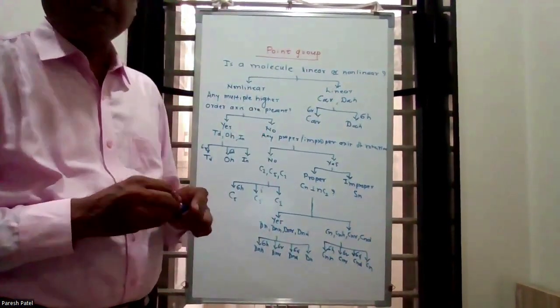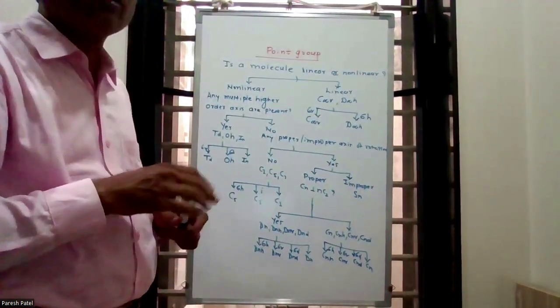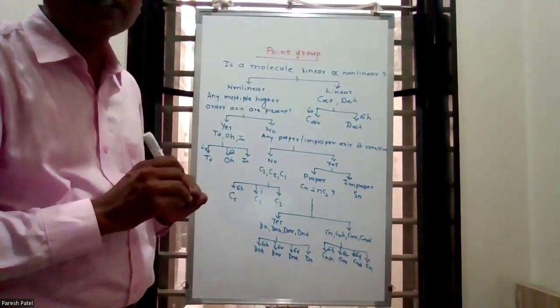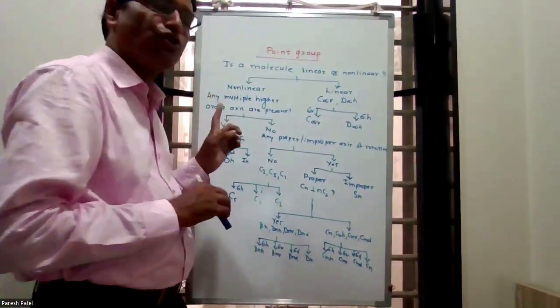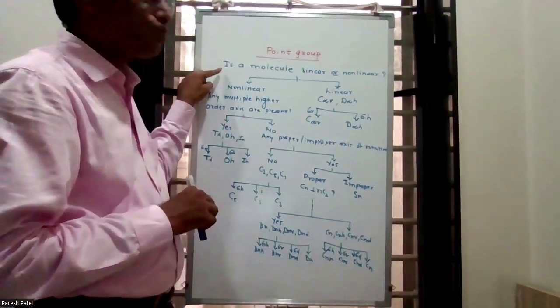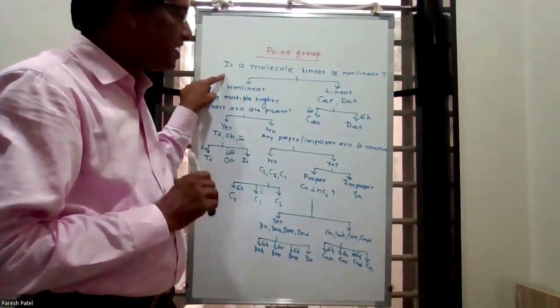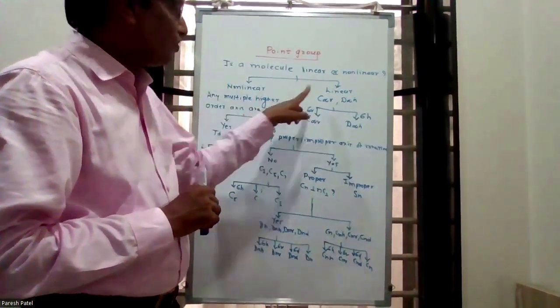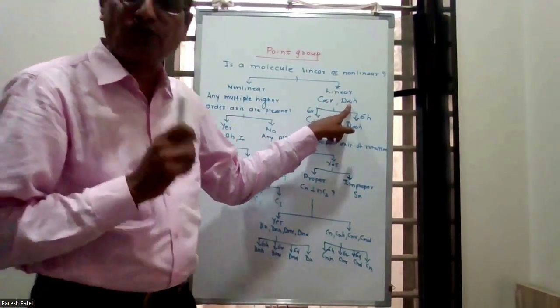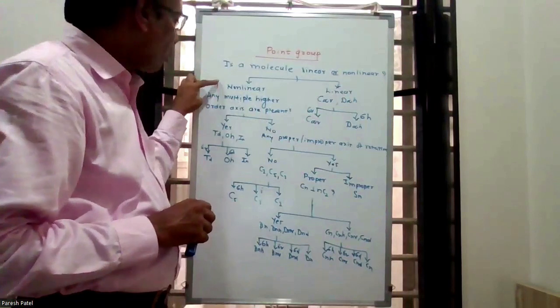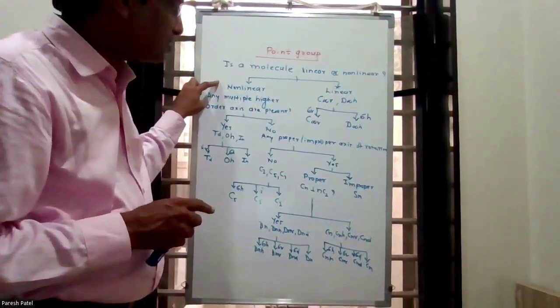So, dear participants, this is the chart, and we have to follow this chart. With the help of this chart, we can assign the point group to any molecule. So, first: is the molecule linear or non-linear? If it is linear, then the C infinity v or D infinity h point group may be present. If non-linear, then we have to ask another question.